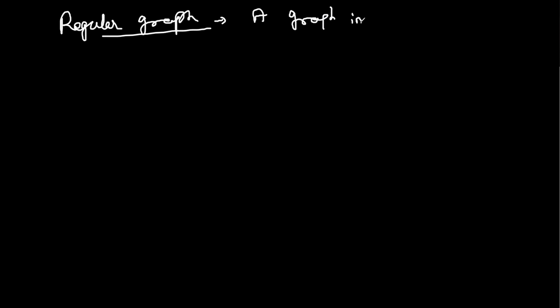Next is the regular graph. What is a regular graph? A graph in which every vertex has the same degree.